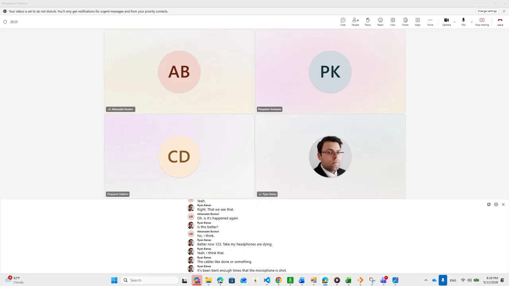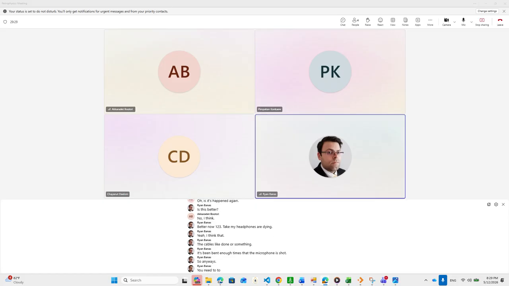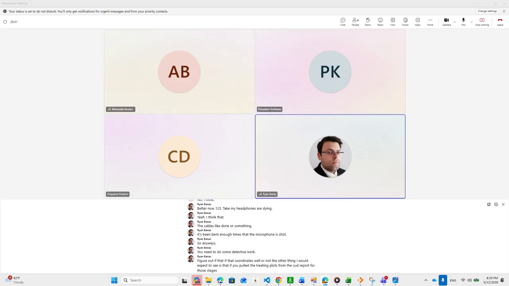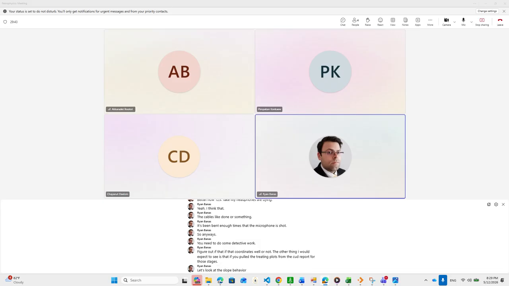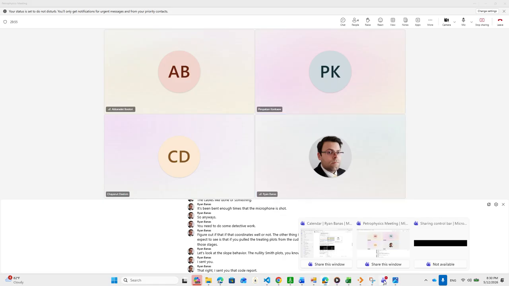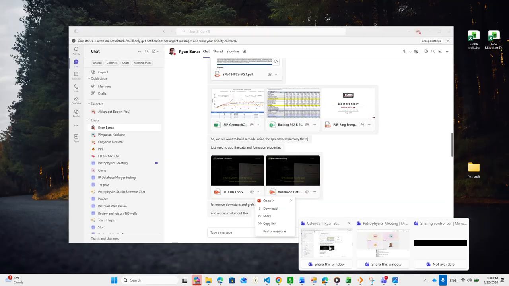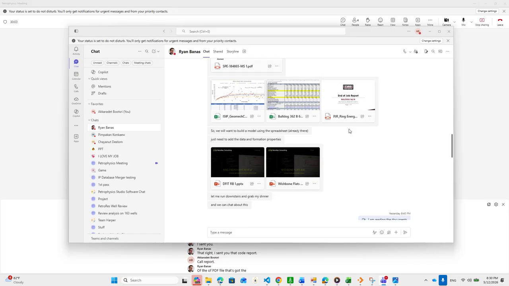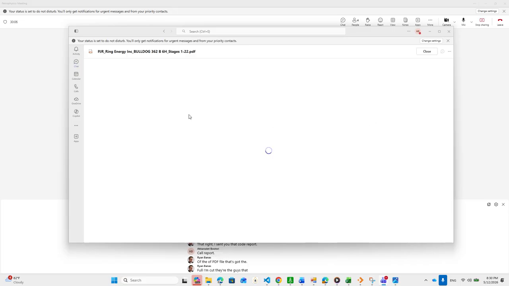So anyways, you need to do some detective work, figure out if that coordinates well or not. The other thing I would expect to see is that if you pulled the treating plots from the CUD report for those stages, let's look at the slope behavior, the Nolte-Smith plots. I sent you that, right? I sent you that CUD report. The PDF file that's got the full from CUD. They're the guys that pump the fracs on this well.